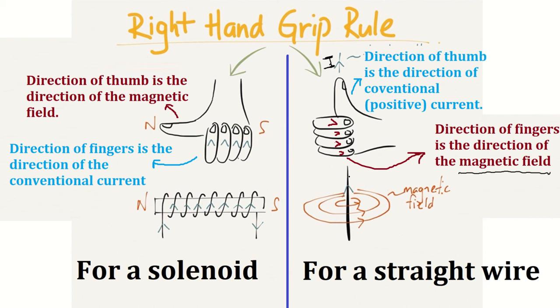Okay, so assuming that my current is going up in this direction here, your right thumb should be pointing up. Your fingers are rotating around in an anti-clockwise direction. So your magnetic field in this orientation is anti-clockwise. Make sure you know the difference between the two because it can jumble up in between.